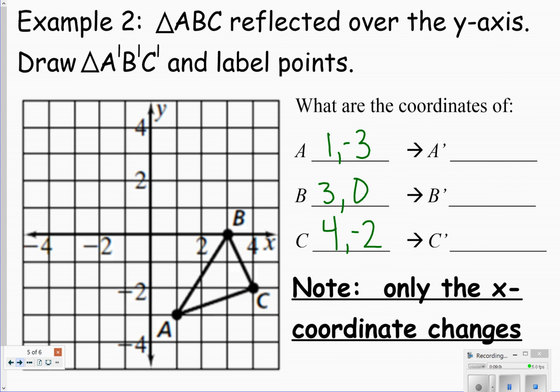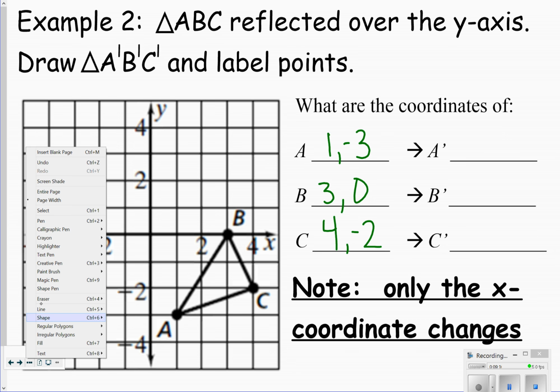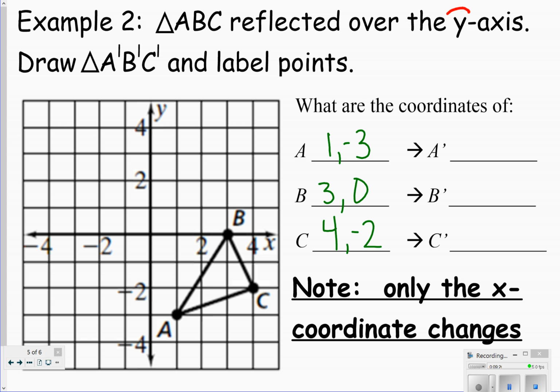All right, we have one more example, the exact same triangle, but this time it says we want our new image to be over the y-axis. So we want this one to be over the y-axis. So I'm going to circle that. That means this is the line of reflection I want to go over. By pointing it out to me, in my mind, it makes it more obvious. I can see it with my eyes better.